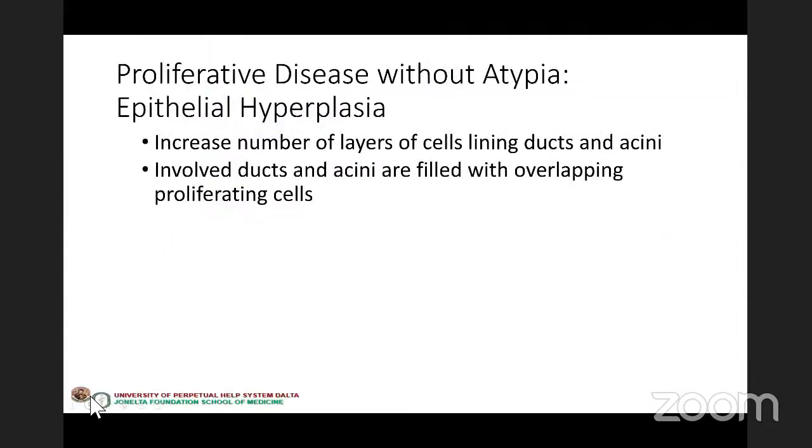Then you have your proliferative disease without atypia. This is your epithelial hyperplasia. So there's an increased number of layers of cells lining the ducts and the acini. Ducts are filled with overlapping proliferating cells.